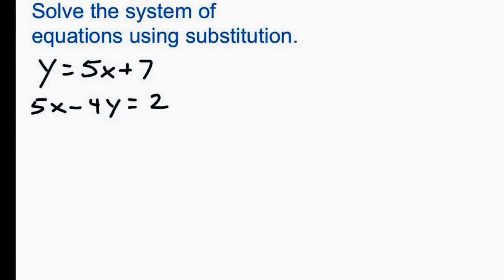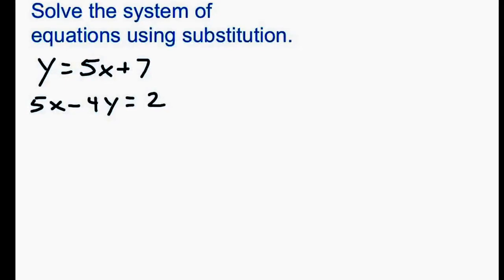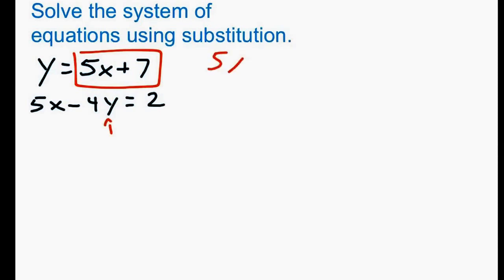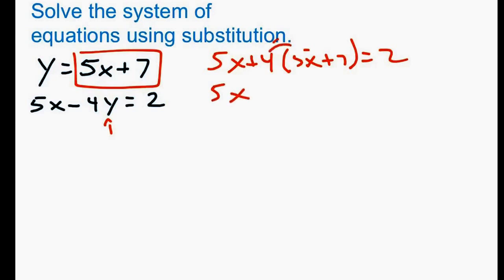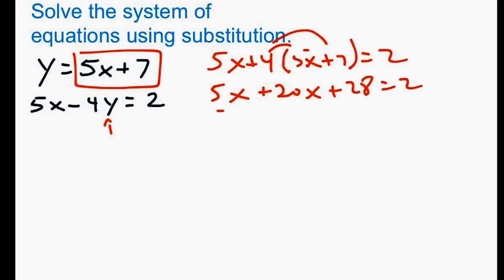So pause the video, try them, go back and watch me do them. Alright, so this first one, it's already set up, y equals 5x plus 7, so we'll substitute all that in for that y. 5x plus 4 times 5x plus 7 equals 2. Let's distribute that 4. 20x plus 28 equals 2. Collect some like terms. 25x plus 28 equals 2.